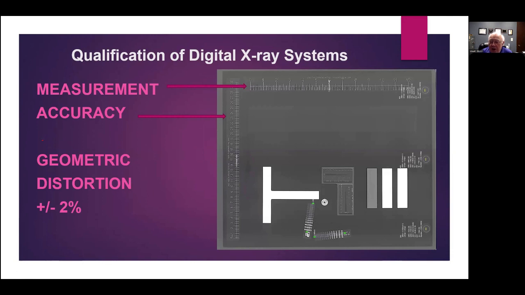Again, if you're going to do any kind of measurement on your system, if you have flaws and you want to measure, let's say, the pore size or maybe the area of some shrinkage and compare it against the reference radiographs, you've got to be able to measure accurately. So again, calibration in two directions using these measuring tools that are built into the phantom.